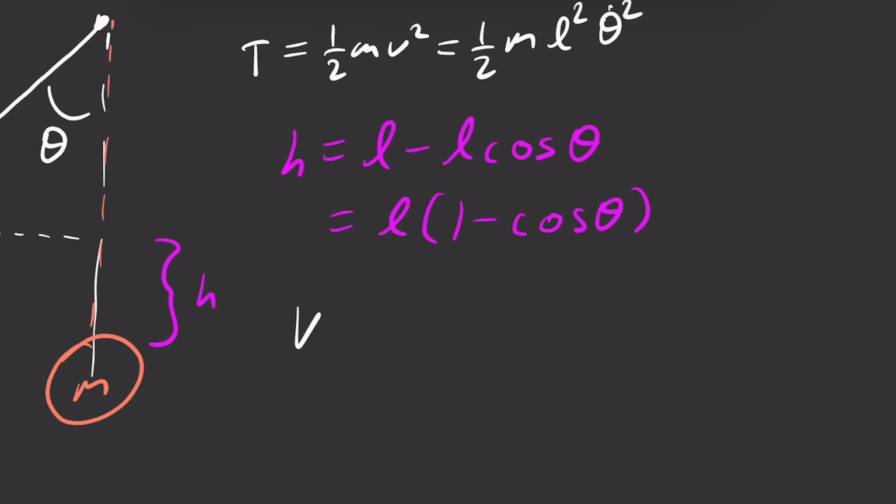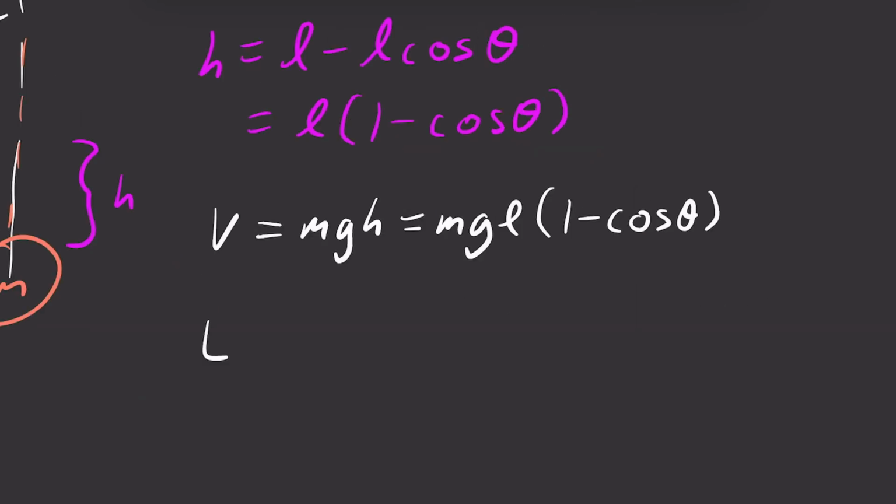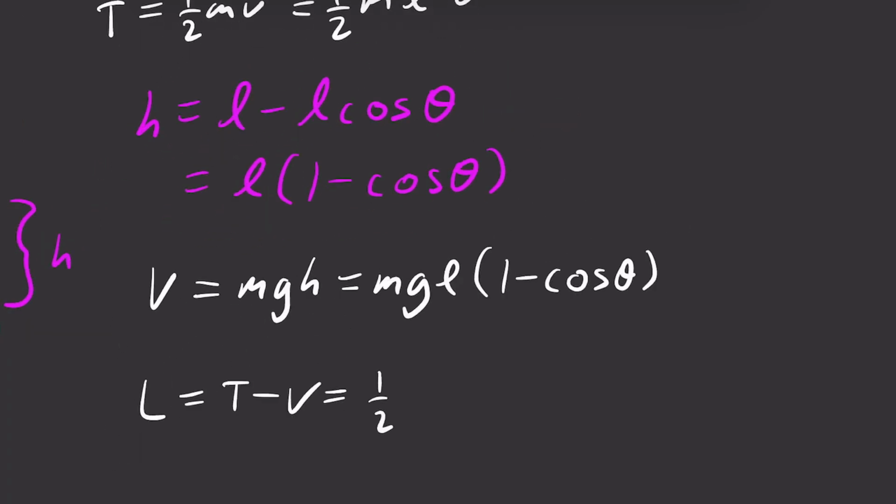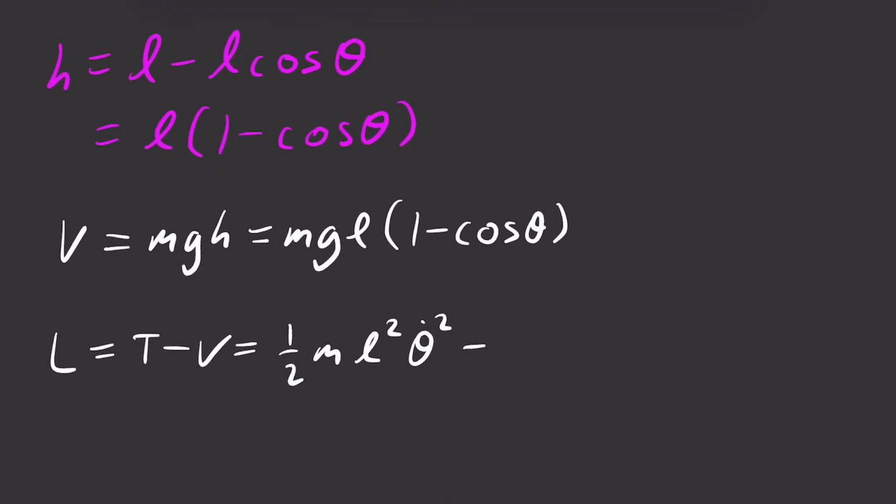But yeah, to calculate the potential energy, we just have mgh, and that will be mgL times 1 minus cosine theta. The Lagrangian will be T minus V, and that will be 1/2 m L squared theta dot squared minus mgL, not mgh, mgL, plus mgL cosine theta.